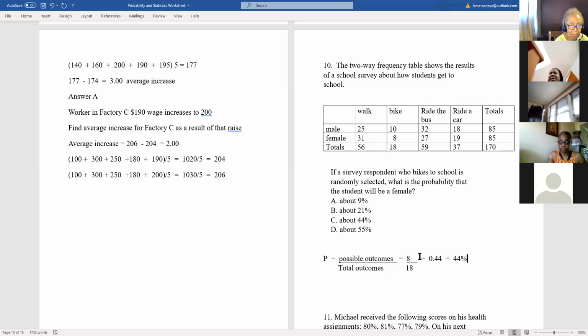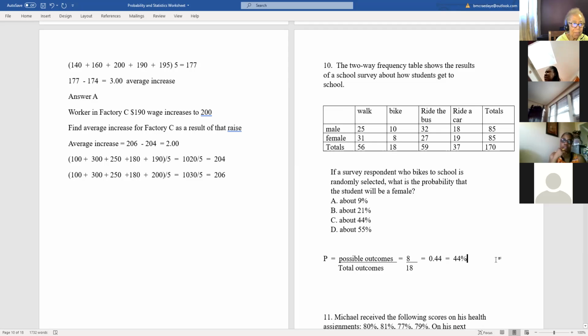I'm confused. What's the matter, Michelle? I don't know how I'm supposed to get 44%. I said 8 divided by 18. No, 8 divided by 18. You put 8 and then divide it by 18.